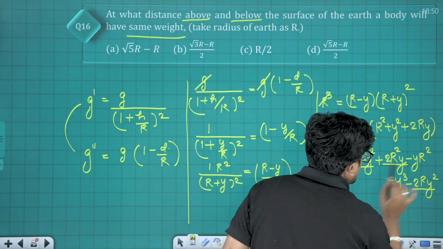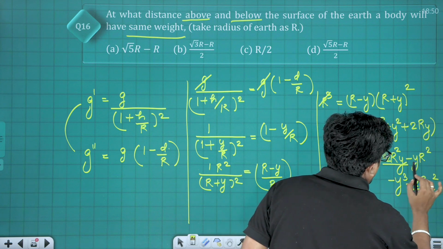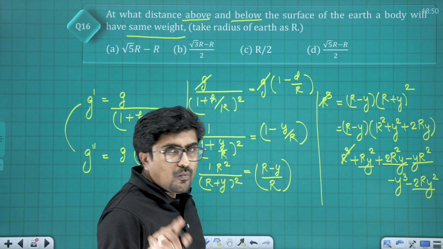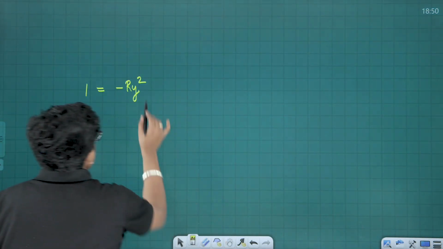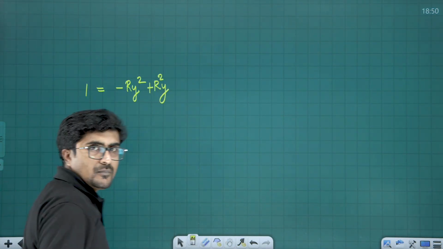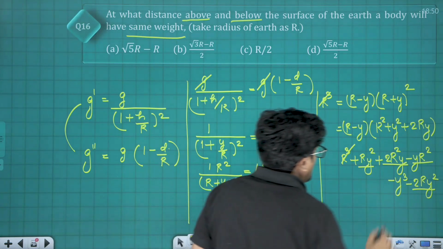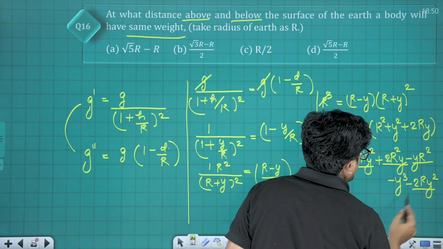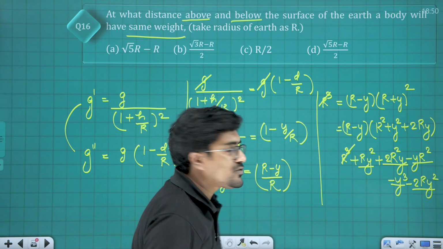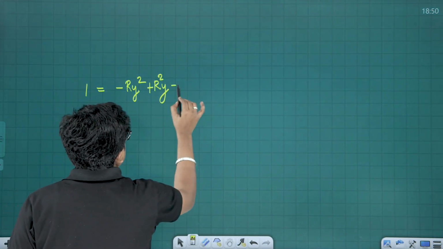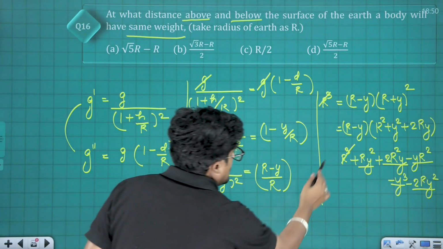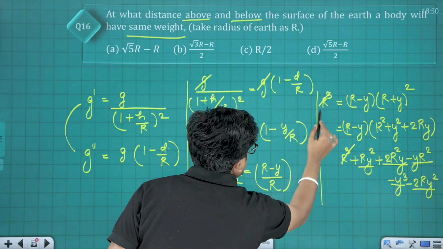Now we can see 2r square y and minus y r square. So that's going to be what? r square into y only, plus r square into y. Okay, now we are done with that as well, and we are left with what? We are left with this, isn't it? That is minus y cube, minus y cube, and here this got cancelled. That means on the left hand side it needs to be 0.